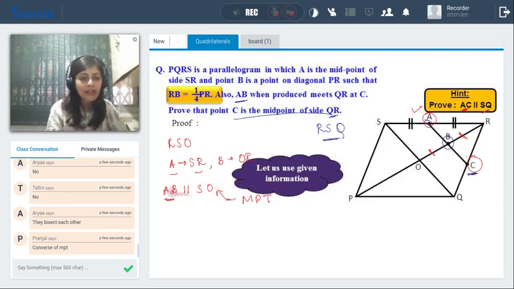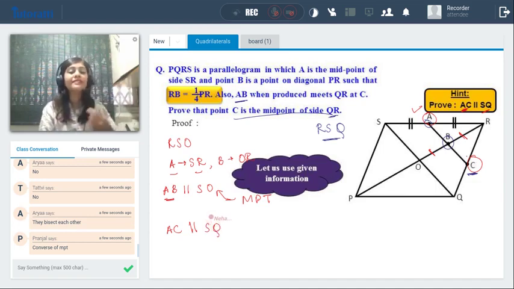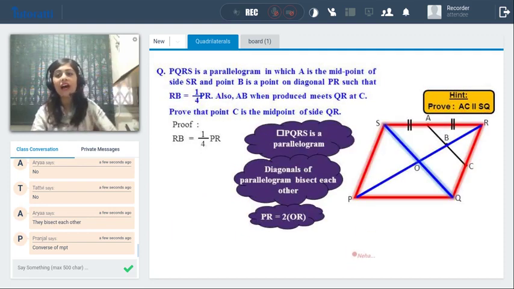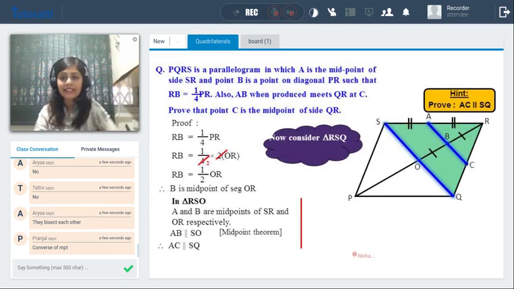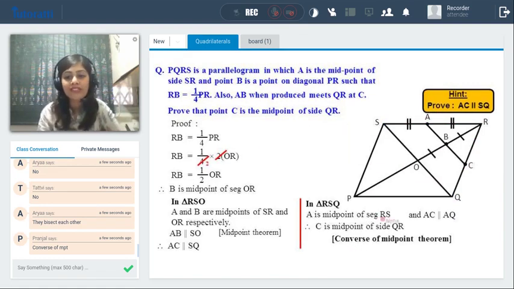Now, if you look at AB, I'm sure AB can be written as AC, right? Because it's the same line. Also, SO can be written as SQ because it is the same line. So now I can achieve this: AC parallel to SQ. Once you get this, students, it becomes so easy, right? Now, what do we have in our bigger triangle RSQ? A is the midpoint of RS, AC parallel to SQ. So can I say that C is the midpoint of side QR?